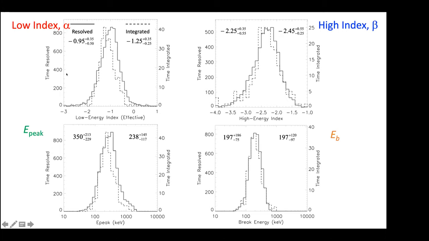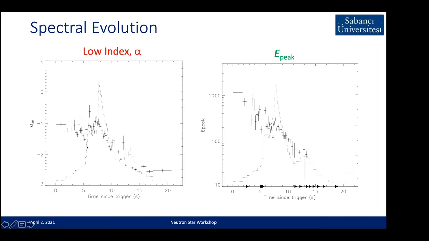Time integrated and resolved matters because within a burst, like this one just as an example, you can see the light curve in dotted line in both cases. And this is as a function of time. This is alpha, the low energy index, and this is E peak. And you can see that both alpha and E peak vary a lot within a burst. This kind of evolution we call hard to soft because it goes from high E peak to low E peak, and alpha also becomes fairly soft as time goes. And this is just one type of evolution that we see.